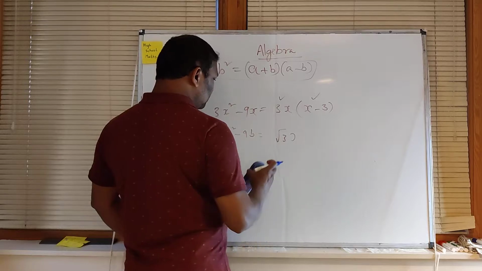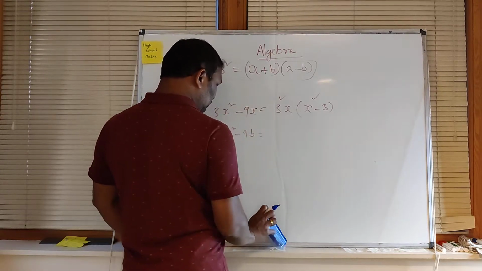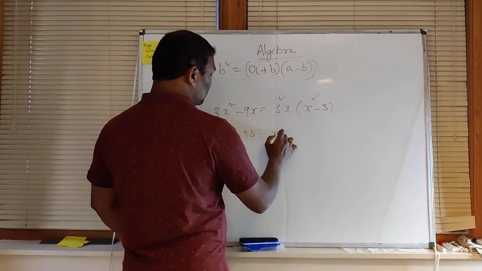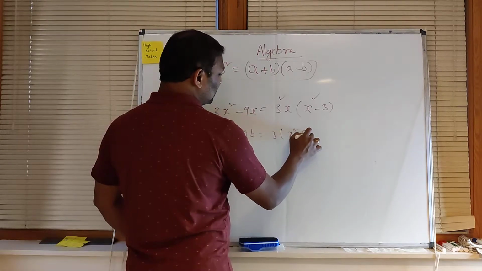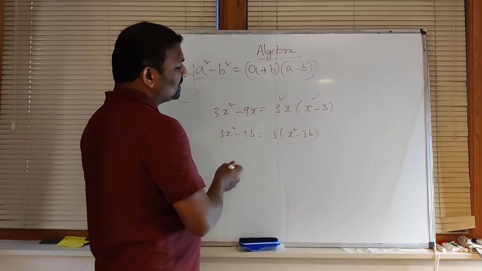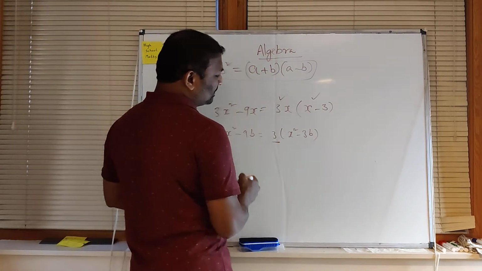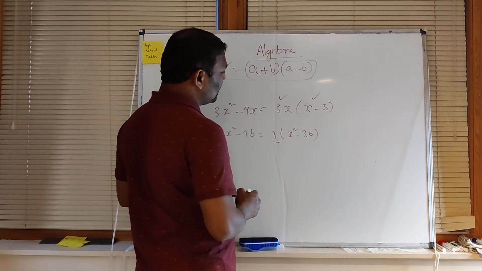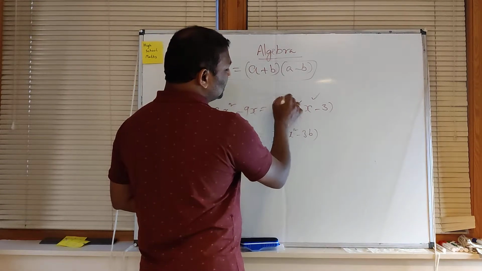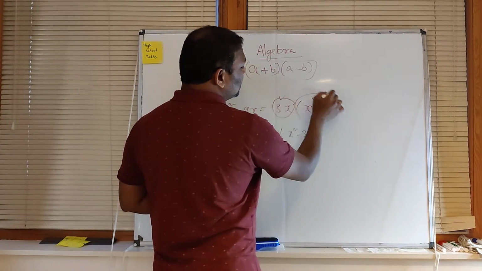Like do it in the common: 3x square minus 3b. Then these are not quite factors, like you only have a number. Here there is an x term, and here also there is an x term.